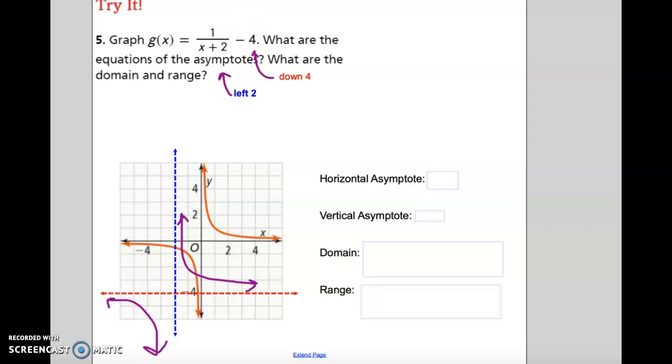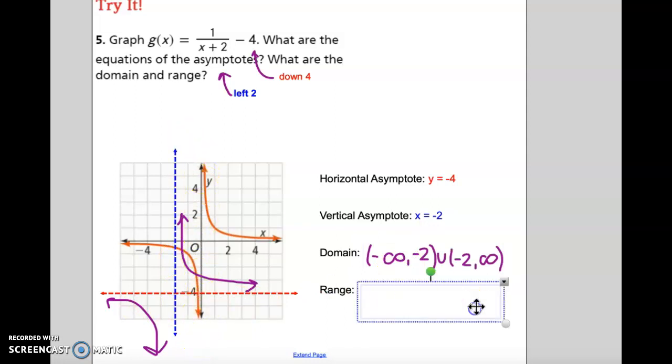And then I can go and identify my asymptotes. So I have a horizontal asymptote when y equals negative 4. I have a vertical asymptote when x equals negative 2. And my domain, the x values, skip over negative 2. And the range, the y values, skip over negative 4. Okay, and that's it. So that's what you guys are going to practice.